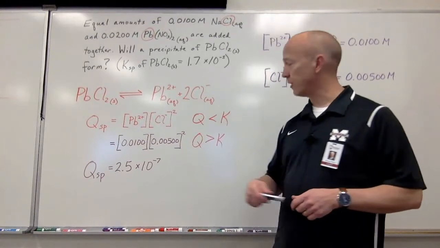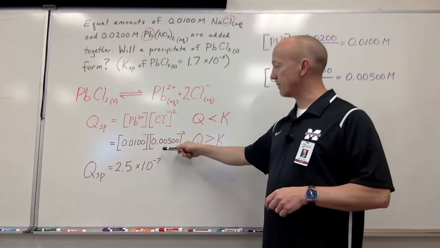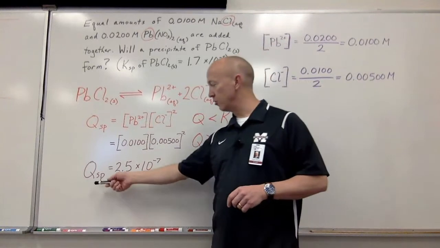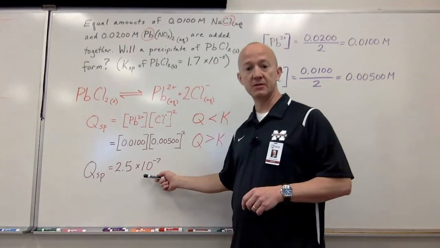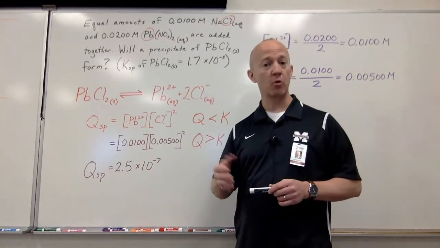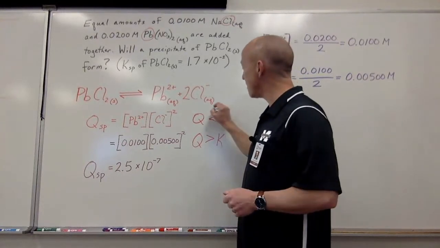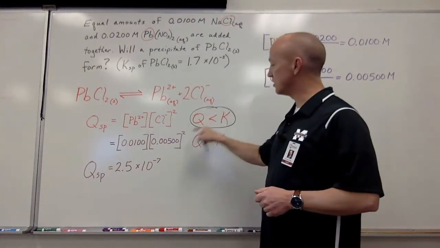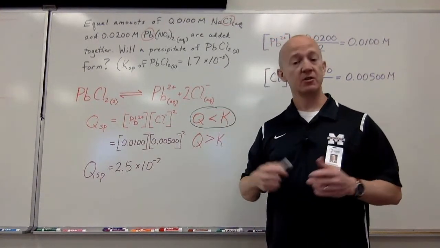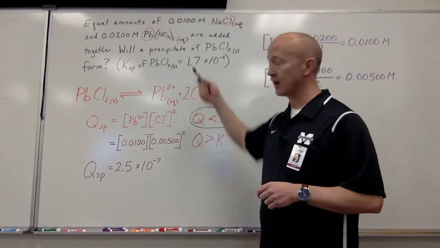Okay, so we've plugged into our equation 0.01 multiplied by 0.005 to the second power, and we get a value of Q of 2.5 times 10 to the negative 7th. So what about it? Do we have a precipitate forming or not? The answer is no, we did not. Since Q is less than K, no precipitate. So there you go. That's how we know if a precipitate forms or not based on the KSP.